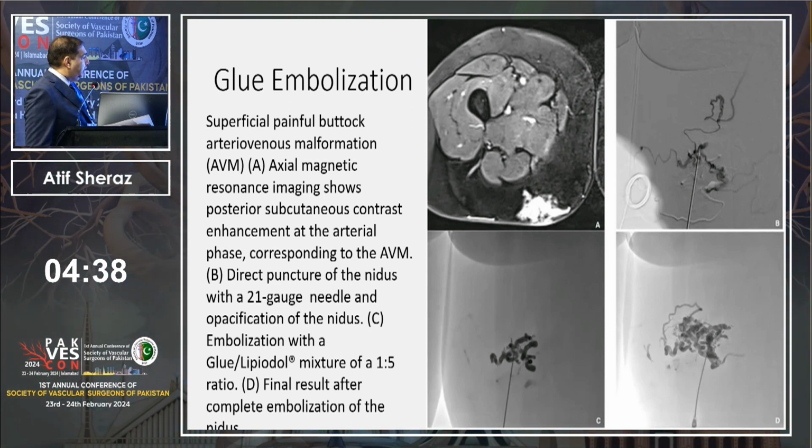We are giving glue through the microcatheter, through the 21 gauge needle, and this is the glue which has filled the nidus, and the procedure is completed. So as we mentioned initially, the aim of the procedure is to fill the nidus.